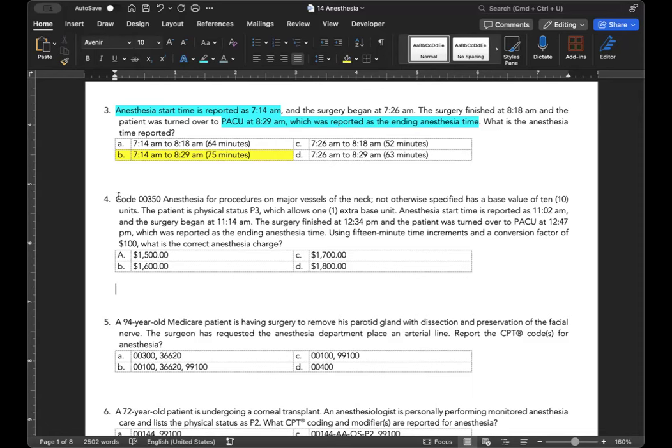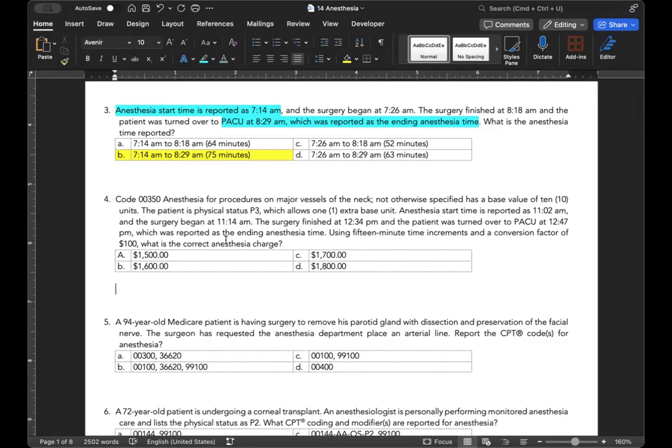So, we have our code. They give us code 00350, anesthesia for procedures on major vessels of the neck, not otherwise specified, has a base value of 10 units. The patient has a physical status P3, which allows an additional extra unit. Anesthesia start time is reported at 11:02. Surgery began at 11:14. Surgery finished at 12:34, and then the patient was turned over to PACU at 12:47. So, using our 15-minute increments and a conversion factor of $100, what is the correct anesthesia charge?